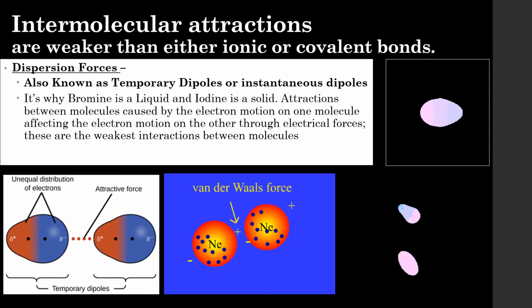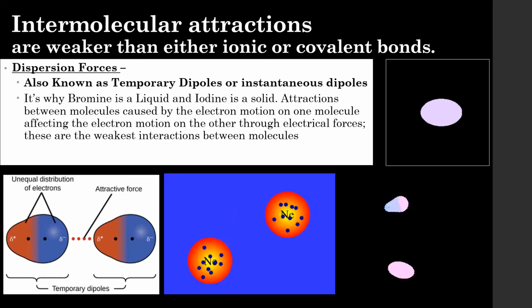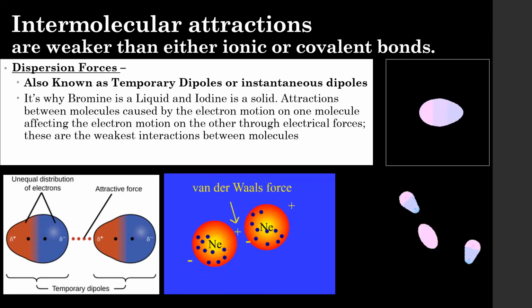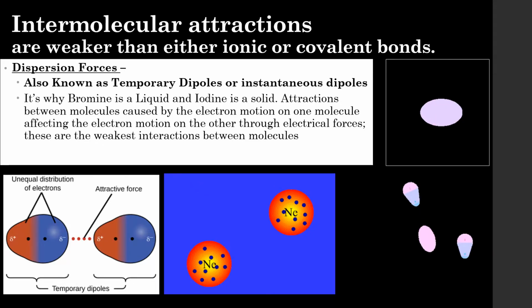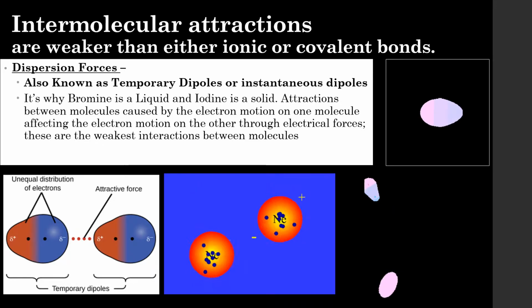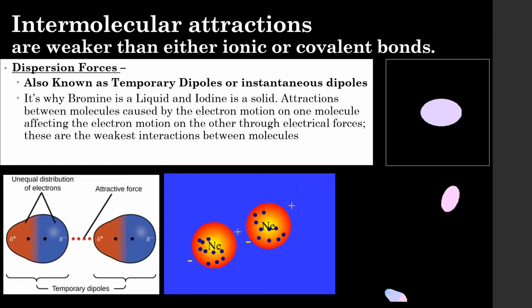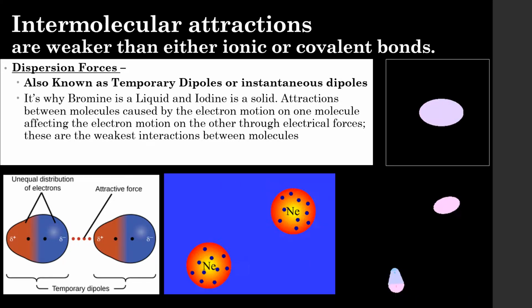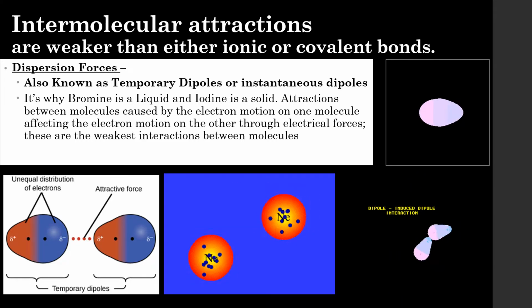And so that means even in something like neon or a diatomic element, like F2, for example, where there's equal distribution of electrons between the atoms, they are going to sometimes be spread towards one side of the atom, and that will repel the electrons from the other side. So you're going to get this separation, this temporary forming of a dipole in these non-polar covalent molecules. And so that will mean that these atoms are going to be attracted to each other.